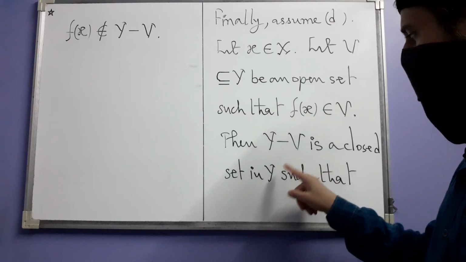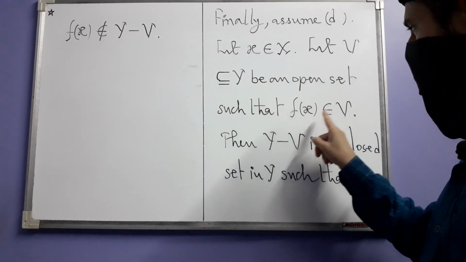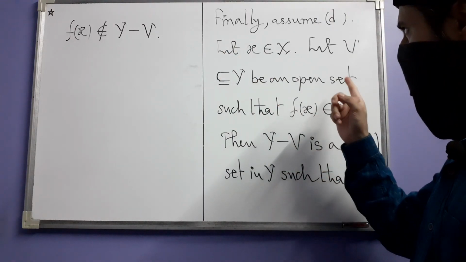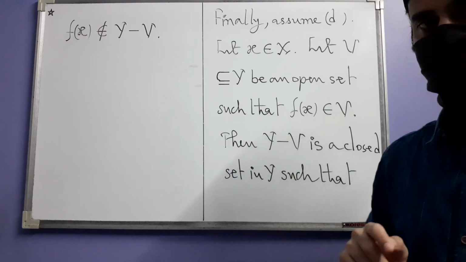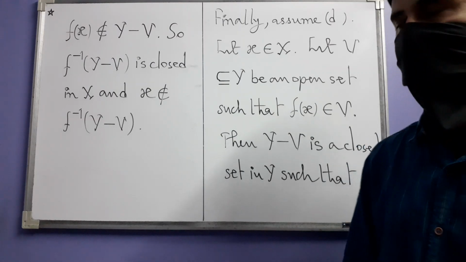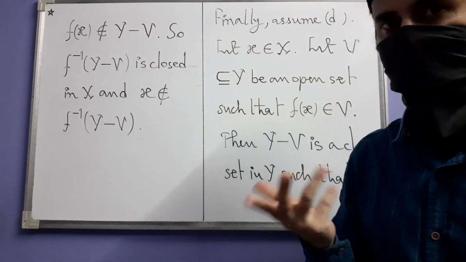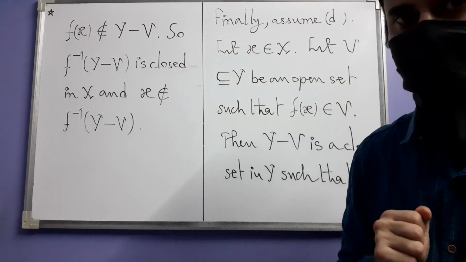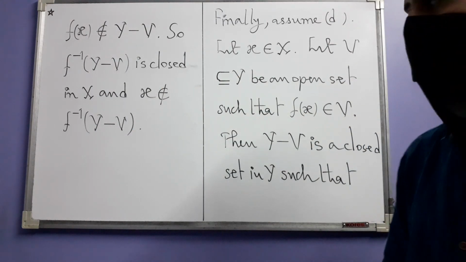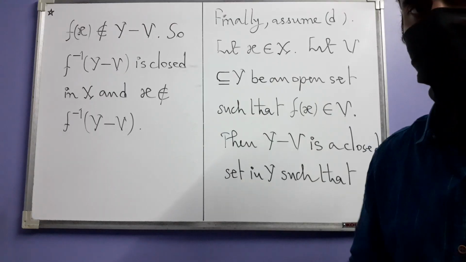Then Y difference V is a closed set in Y which does not contain f of x. Because f of x is in V, obviously it will not be in the complement of V. And because V is open in Y, its complement is closed in Y. But then closedness of Y difference V tells us that its inverse image under f will be closed in X, because statement D is our hypothesis now. And at the same time, it will not contain x. Why? That is because if x belongs to this, then f of x will belong to Y difference V, which is not true.